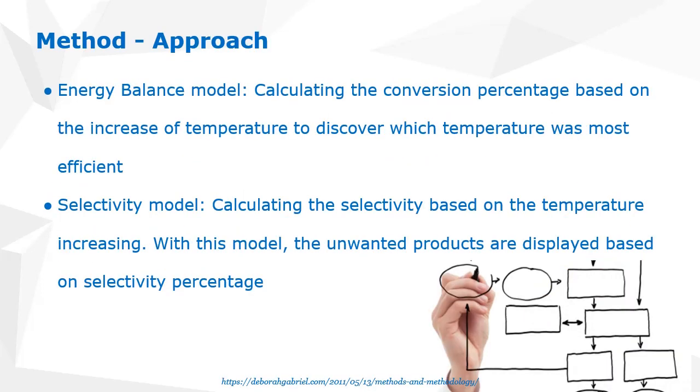Two approaches were taken in order to find the best temperature and the unwanted products of this reaction. An energy balance model was calculating the conversion percentage based on the increase of temperature to discover which temperature was most efficient. The selectivity model was calculating the selectivity based on the temperature increasing. With this model, the unwanted products are displayed on the selectivity percentage.